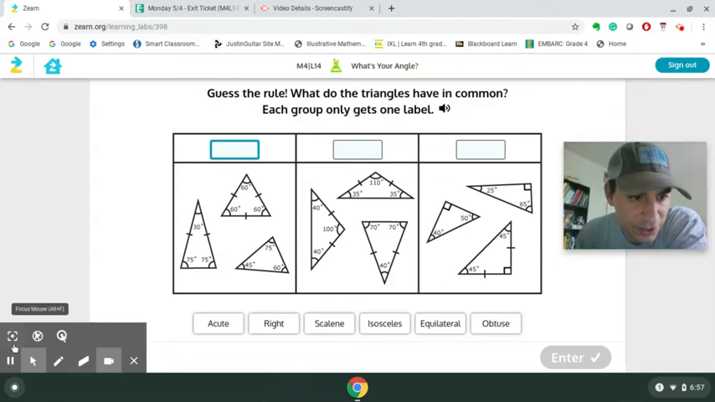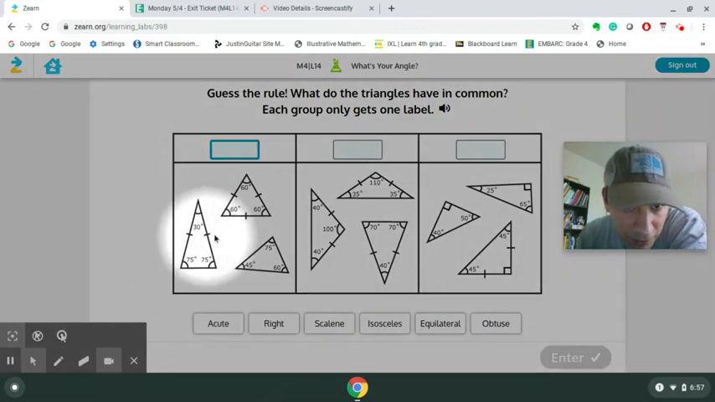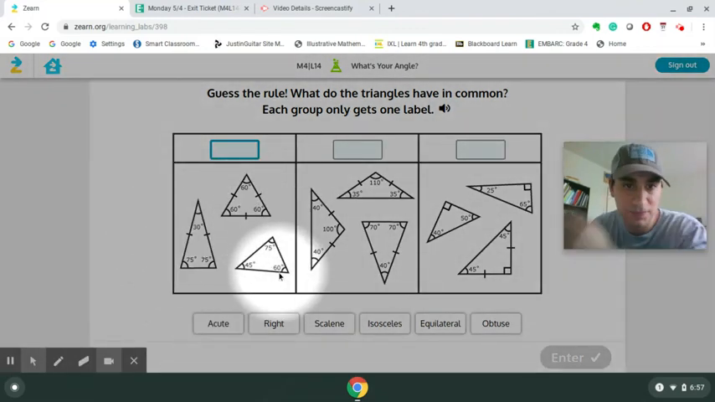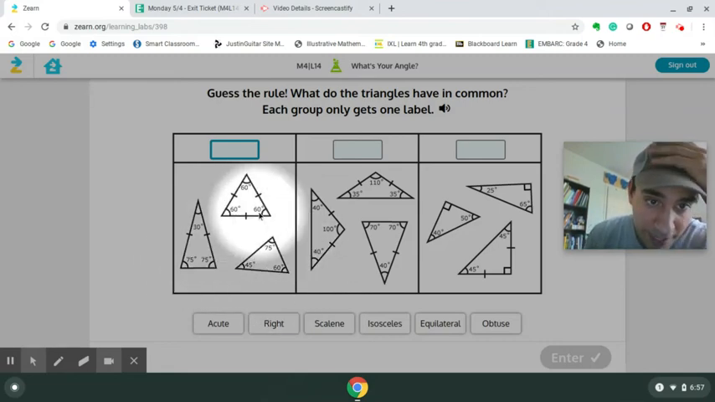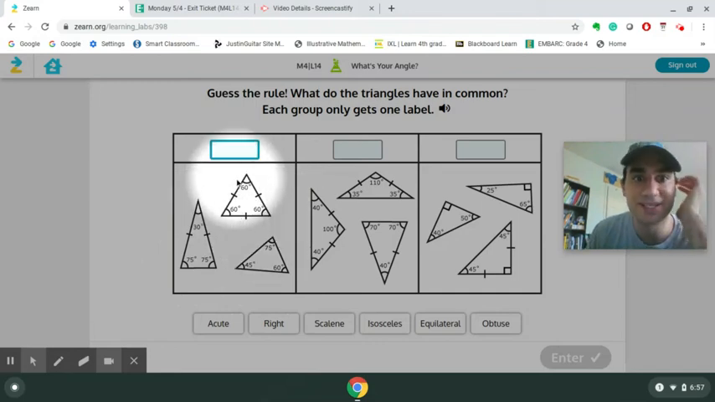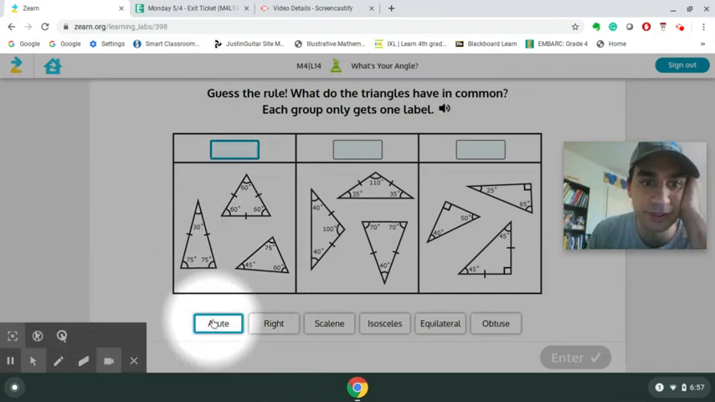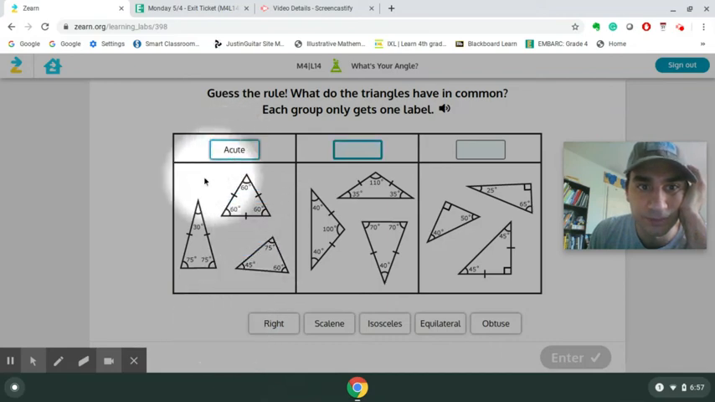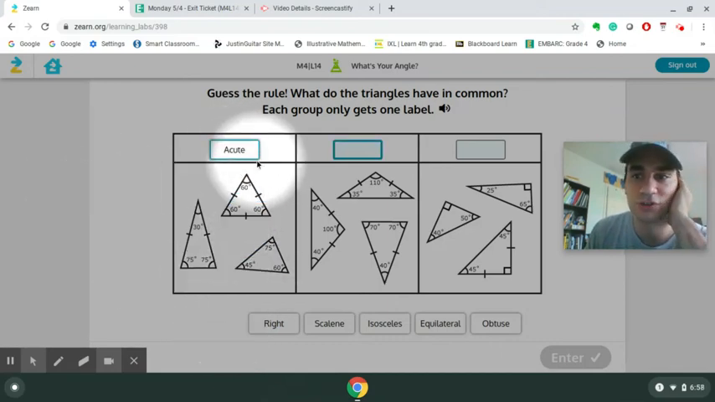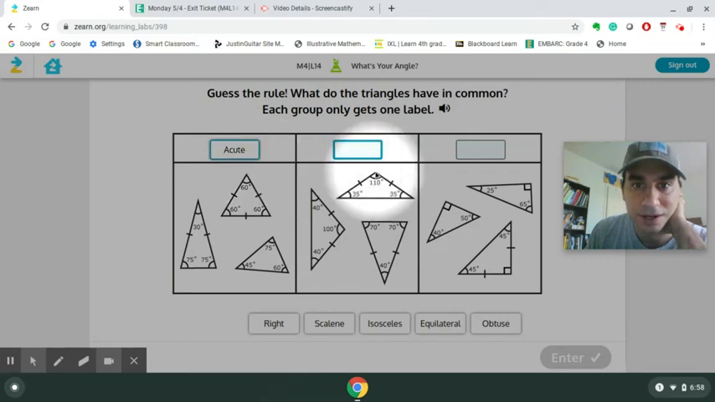Let's take a look at our categories here. When I look at this first category, I look at all my angles. Let's deduce what I'm looking for. Okay, I see a similarity here. I see every angle is less than 90 degrees. That means every angle is acute. Say it with me, acute. Boom. These are all acute triangles.